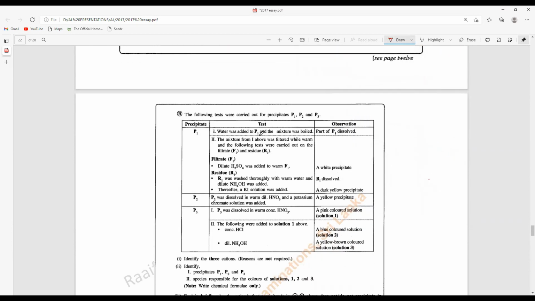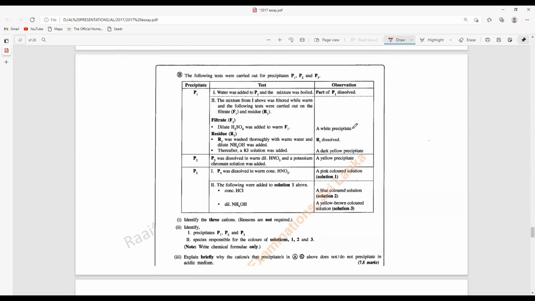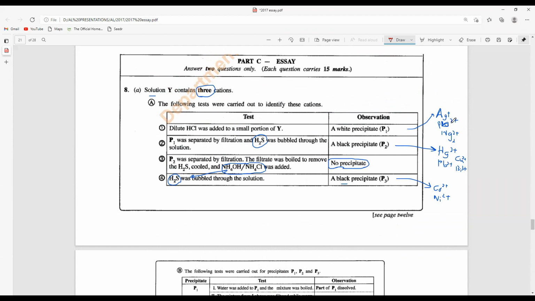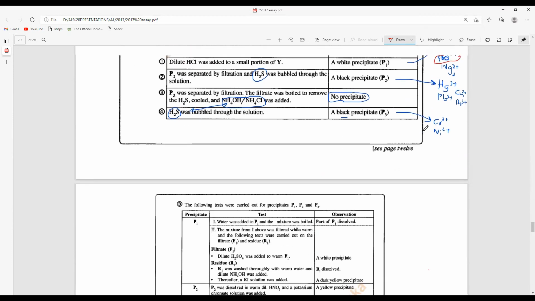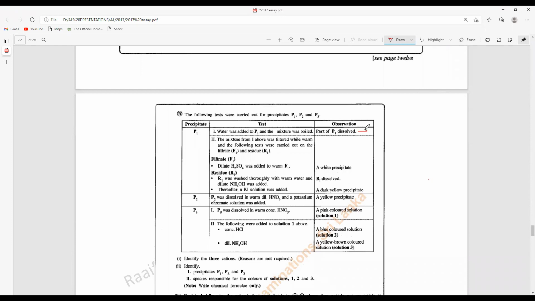Then for the precipitates that formed in P1, P2, P3, they have done some other separate tests, right? Water was added to P1, then the mixture was boiled, and a part of P1 dissolved. So this gives you the idea. Normally we know Pb2 plus dissolves in hot water, right? So surely this P1 contains Pb2 plus. That is one conclusion that we can draw, right? This is mainly due to our Pb2 plus.